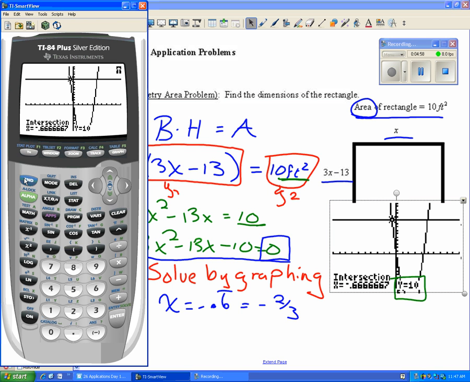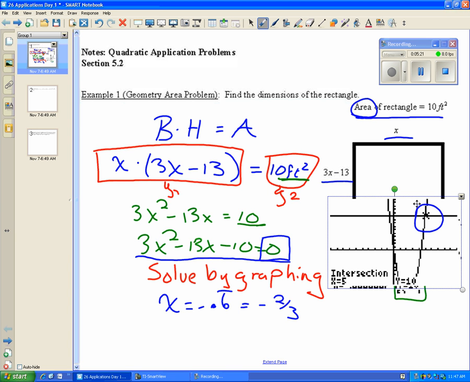What's my other intersection point? Well, I'm going to hit second trace to go to calc again. Number 5 is intersection. I want to hit enter for first curve, enter for second curve. But for the guess, I have to arrow over right. So I'm closer to that second point. I'm going to hit enter. And I get my second intersection point. My second intersection point is now here. And that, it tells me, is x equals 5. So x is also equal to 5. Now, if I look at my original problem, I need to remember that I'm finding the area.